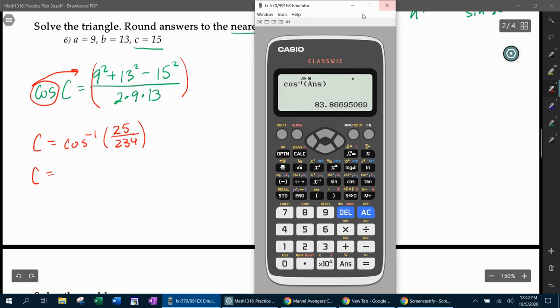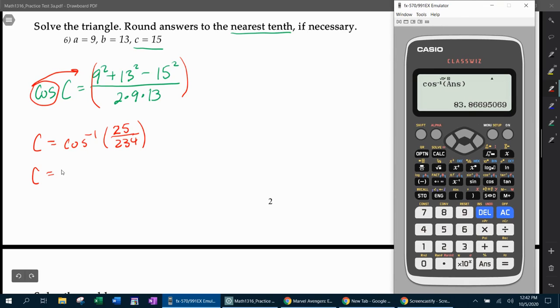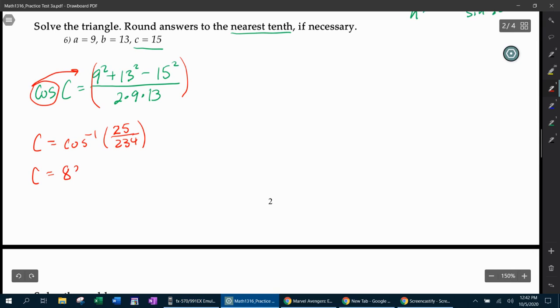And now I can round that to the nearest, what did they say? 10th. 83.9 rounded. And there's one angle done and 2 more to go. I'm going to continue to use the law of cosines, finding the angles from biggest to smallest. The next biggest angle would be angle B.